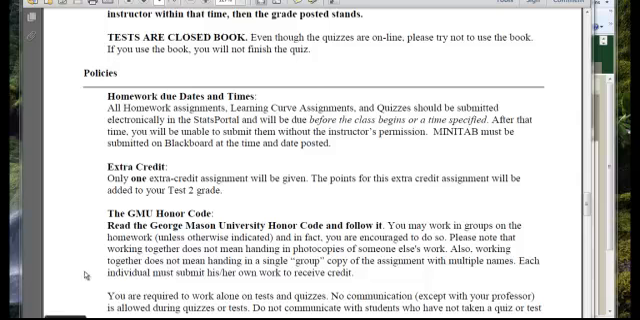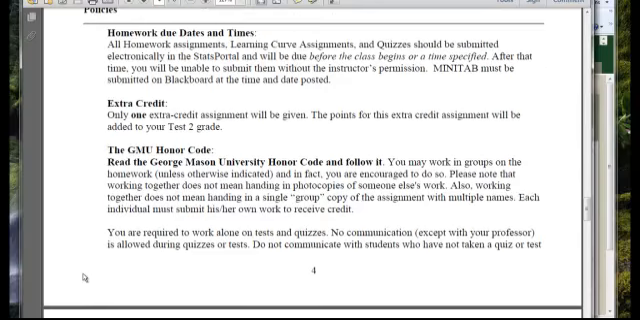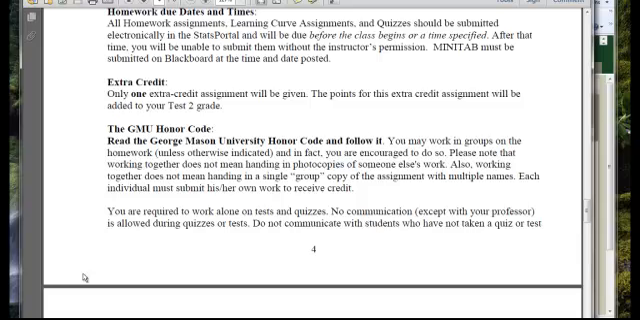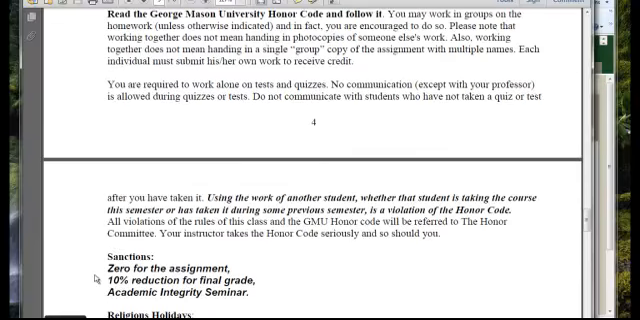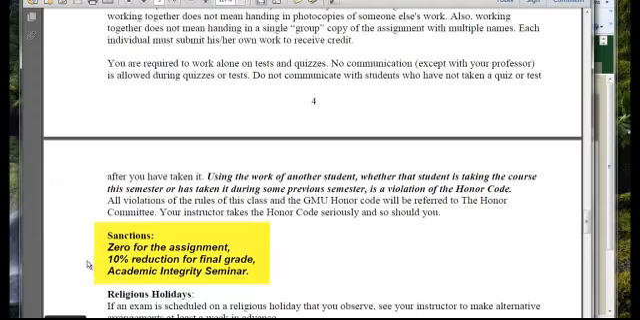The GMU honor code is extremely important, and there is no cheating in this class. Basically, you use your own work. There are times when you can talk to your fellow students, get ideas, but the work that you submit must be yours. If not, you have violated the honor code, and the sanctions will be a 0 for that assignment, a 10% reduction for the final grade, and an academic integrity seminar.